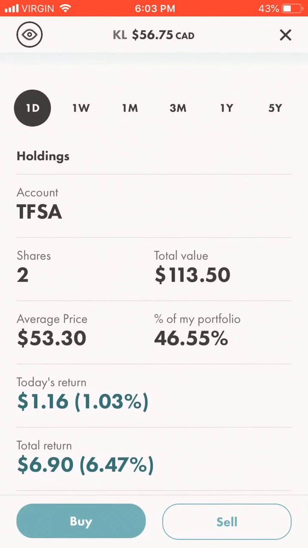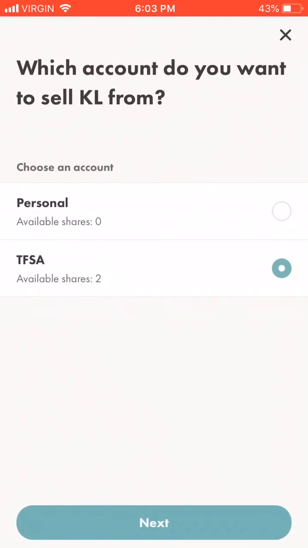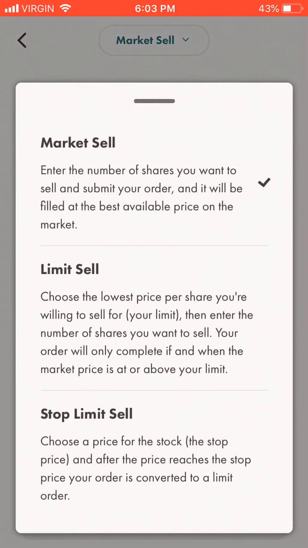To sell this stock, just click sell at the bottom right of the screen, then choose which account, the TFSA. As you can see in the upper corner of the screen, we can choose between market sell, limit sell, and stop limit sell. The first one is market sell. As you can see in the description, enter the number of shares you want to sell, submit your order, and it will be filled at the best available price on the market.